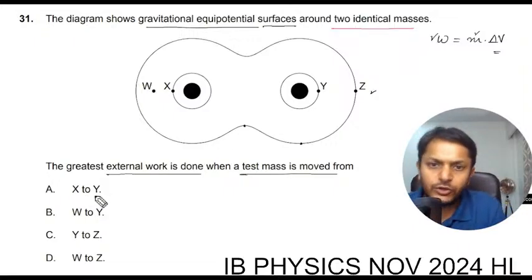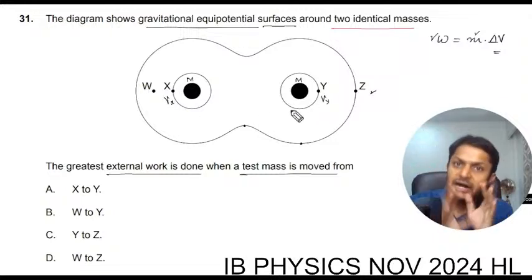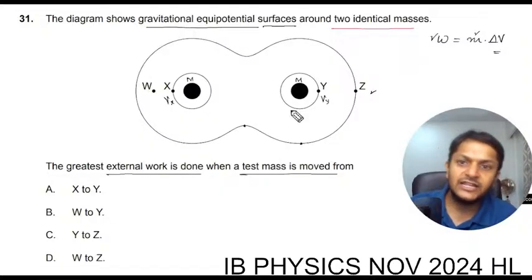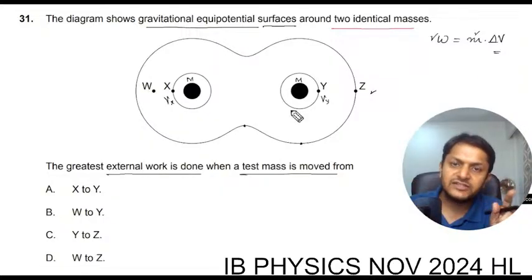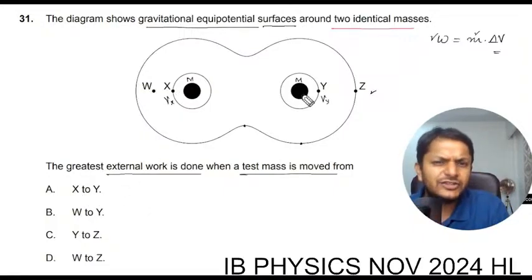Now what are we going to see? For A it is x to y. Since both of these masses are identical, the potential Vx will be equal to Vy, because the source masses are the same, and the point x and the point y are equidistant from the masses. So we can just look at it and say that the potential will be the same. So if it is moving from x to y, the potential is the same, and the work done will be 0.